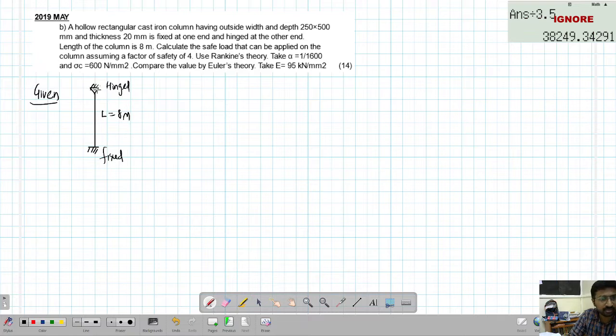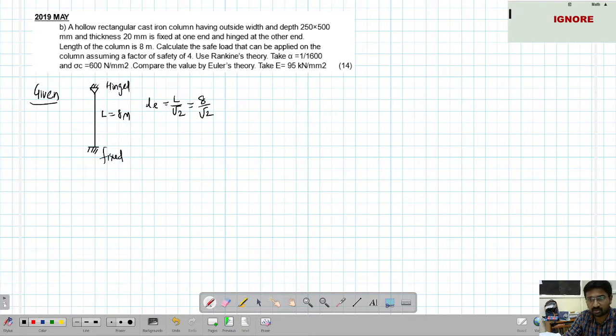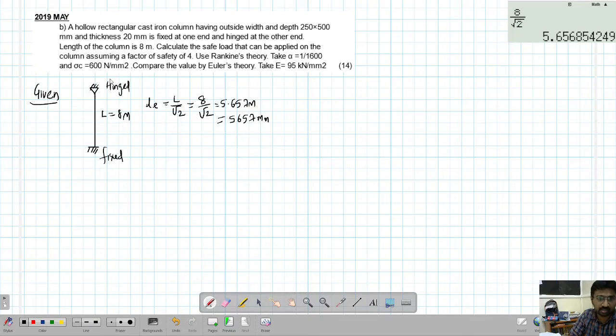The moment you get the length of the column and the boundary condition, you have to straightforwardly find the effective length. The effective length of a column when one end is fixed and the other end is hinged is nothing but the original length upon root 2. So this comes to be 8 upon root 2, which is nothing but 5.657 meter. That is 5657 millimeter. This is the effective length of the column. So that portion is done.